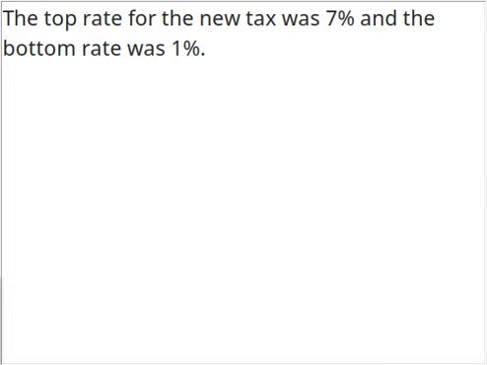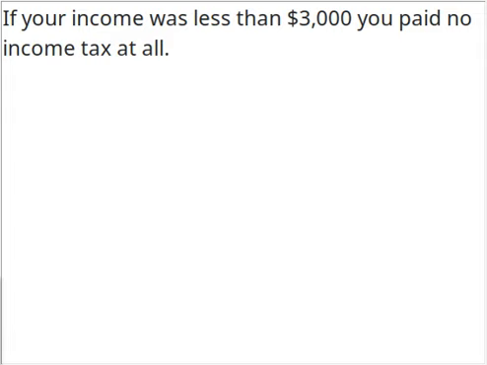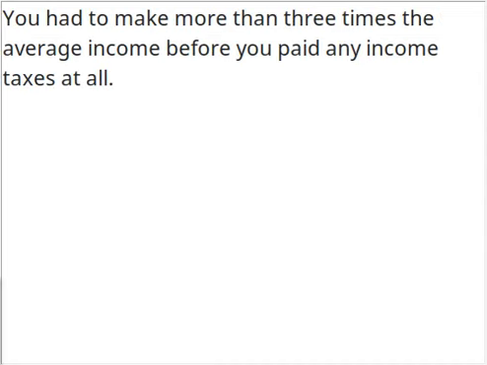The top rate for the new tax was 7%, and the bottom rate was 1%. If your income was less than $3,000, you paid no income tax at all. The average income was $800. You had to make more than 3 times the average income before you paid any income taxes at all.